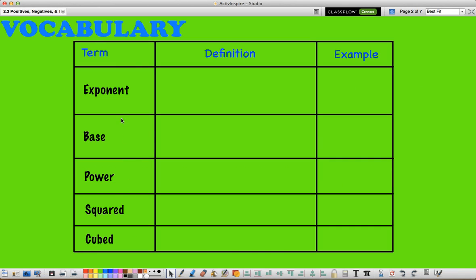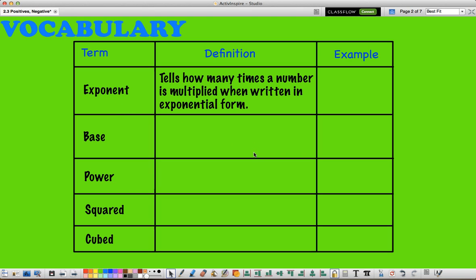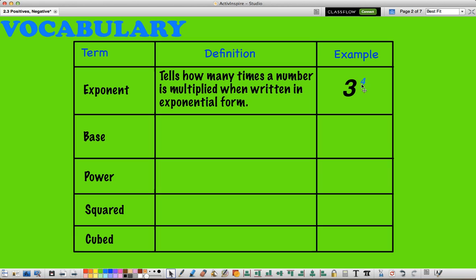Right, so in order to work with these things, we have to actually know the vocabulary and what they mean. An exponent tells us how many times a number is multiplied when written in exponential form. So the exponent tells us how many times we should see that number in a multiplication problem. In this case, 3 to the 4th power, 4 is the exponent. The 4 tells us that I should see 3 multiplied by itself 4 times.